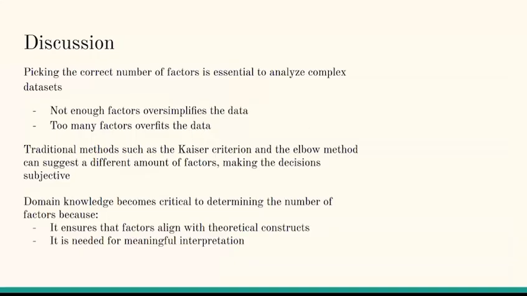And so if we're looking at the discussion here, picking the correct number of factors is very important to analyze complex data sets such as this one. If you don't have enough factors, it oversimplifies the data, and if you have too many factors, it overfits the data. The traditional methods, such as the Kaiser criterion and the Elbow method, can suggest a different number of factors, which makes it subjective. And so that's where domain knowledge becomes critical to determining the number of factors because it will ensure that they align with theoretical constructs. And it's also needed for meaningful interpretation, for example, here, so they can fit the 5 aspects of personality.